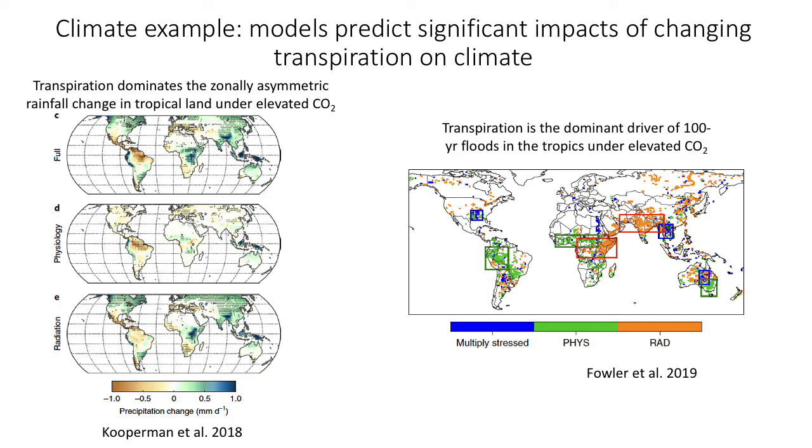The climate example comes from this slide where the models have predicted significant impacts, for example, of transpiration dominating rainfall changes in the tropics under elevated CO2, as shown in the figure on the left. And equally, transpiration was the dominant driver of 100-year floods in the tropics under elevated CO2, shown in the figure on the right. This highlights that the shifts in transpiration due to CO2 and/or VPD may have large impacts on climate. I note that these studies shown here were focused on CO2. So the question remains, how would the interaction of VPD and CO2 occur?